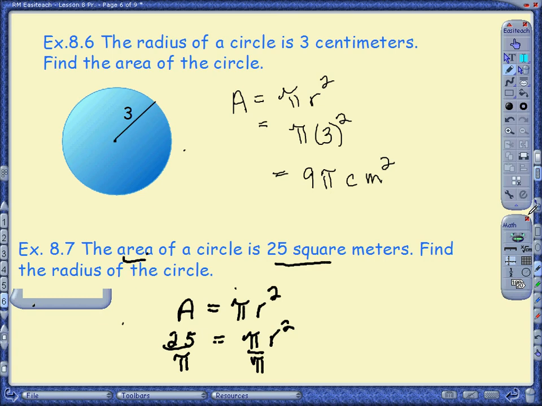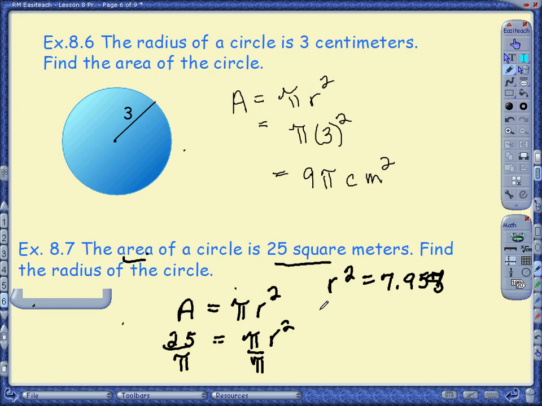We want to round to approximately 3 decimal places. That's what Mrs. Toole likes us to do. So 7.957, and I look at the 7 next to this 7, and it's a 7, so I'm going to make it an 8.